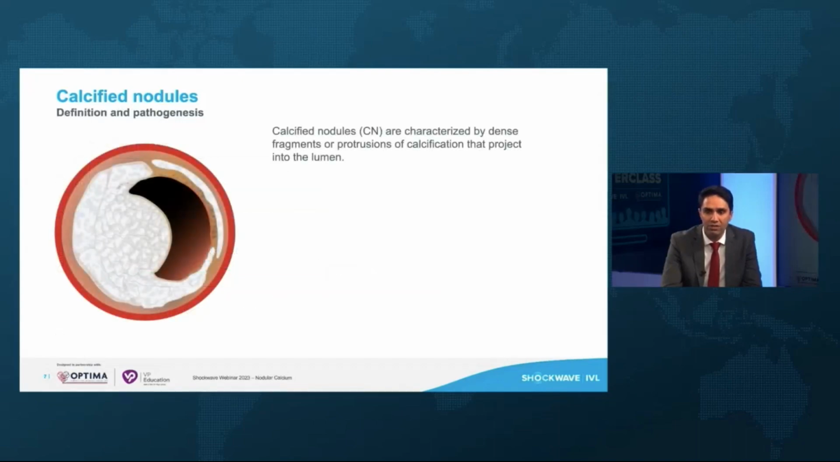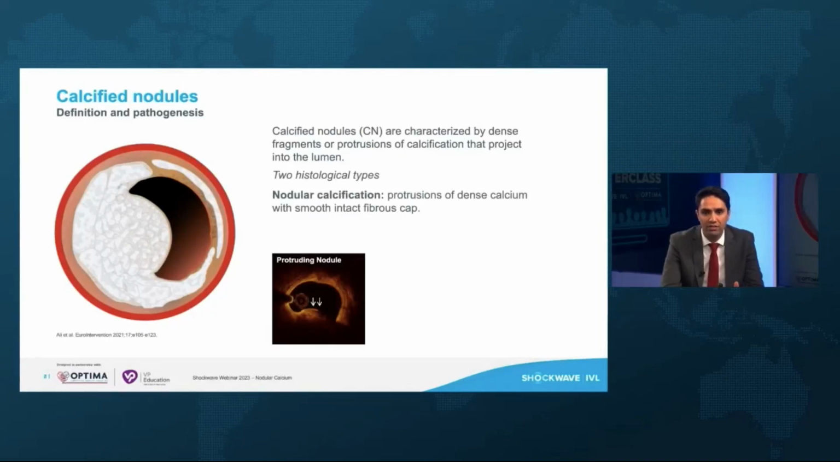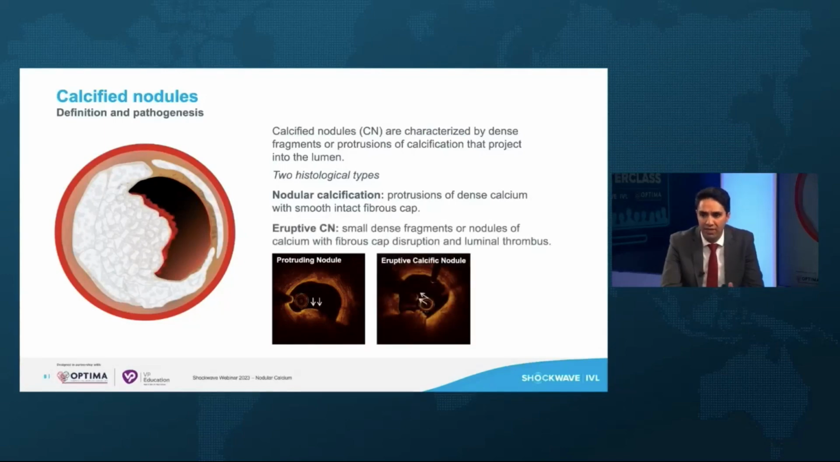So obviously calcified nodules are an important part of our need to understand so we can treat them better. So let's go back to the definition and pathogenesis. Calcified nodules are characterized by dense fragments or protrusions of calcification that project into the lumen. There are two histological types. First is nodular calcification, where the protrusion of the dense calcium has a smooth, intact fibrous cap. The second is an eruptive calcified nodule, where small, dense fragments or nodules of calcium with a fibrous cap disruption and luminal thrombus are present.